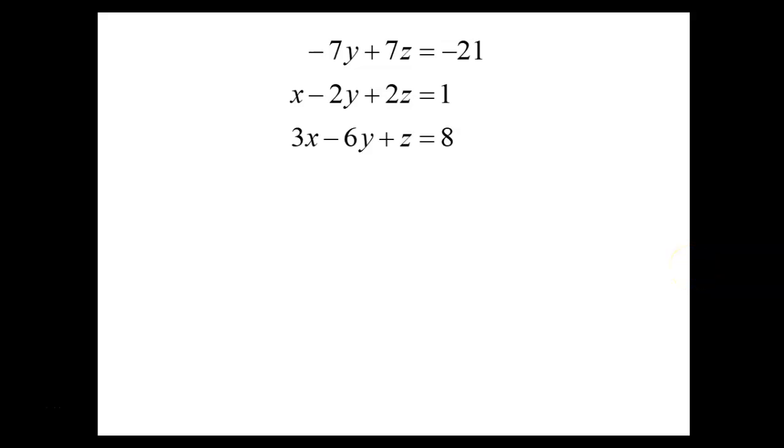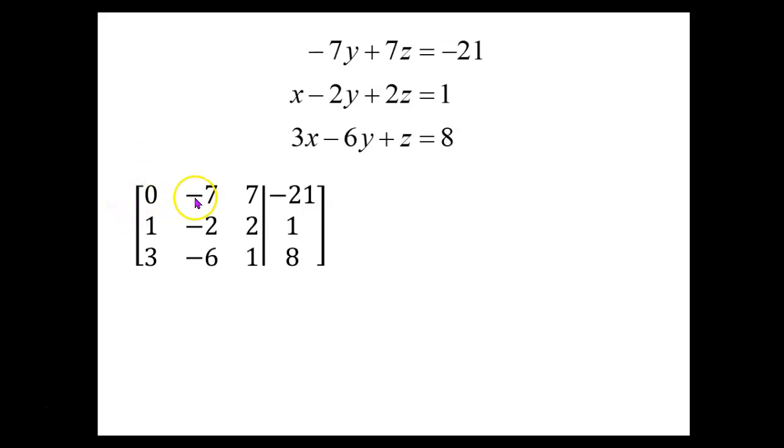Okay, I'm going to end this series of videos by showing you a few more examples of solving systems of equations using this Gauss-Jordan method. Here we have a system of equations. We're going to start by writing the augmented matrix for the system. And that's going to look like 0, -7, 7, -21; 1, -2, 2, 1; 3, -6, 1, 8.